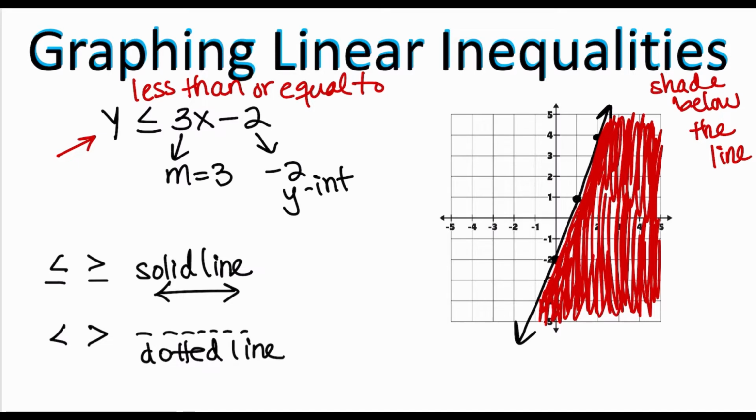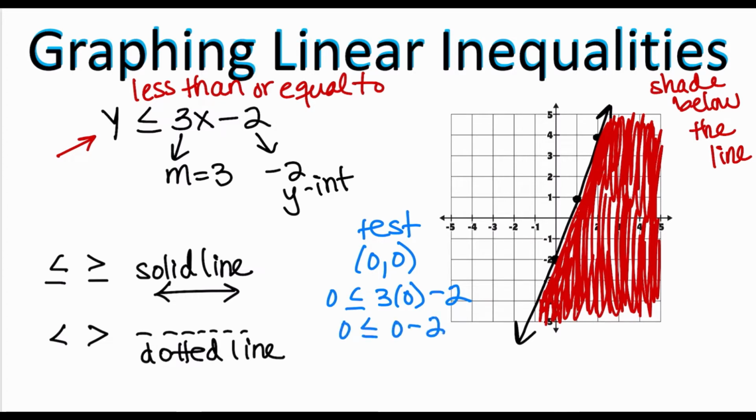Another way that you can tell which direction you're going to shade is to test the point 0, 0. When you test the point 0, 0, if it holds true, you're going to shade wherever 0, 0 is located. But if it doesn't hold true, then you don't shade it. So in this particular case, if I do this test, I'm going to replace the y with 0. So 0 should be less than or equal to 3 times 0 minus 2. So 3 times 0 is 0. And the question becomes, is 0 less than or equal to negative 2?